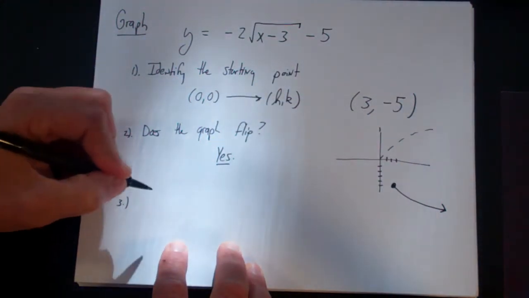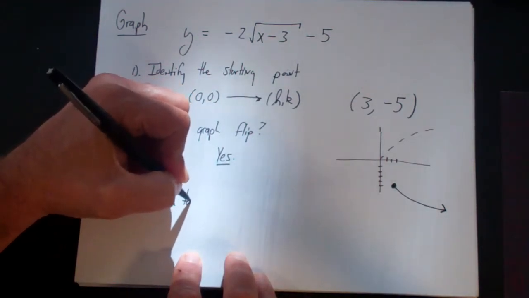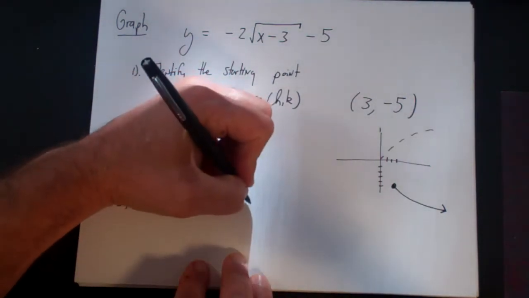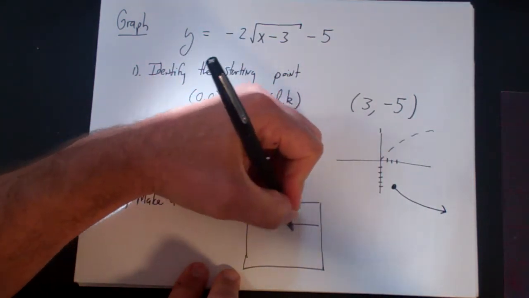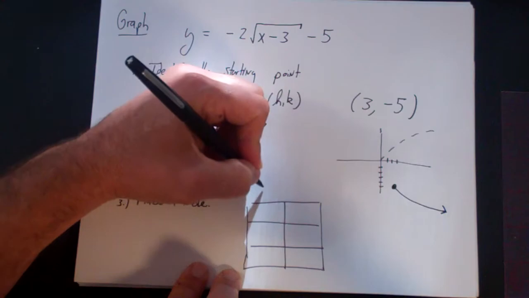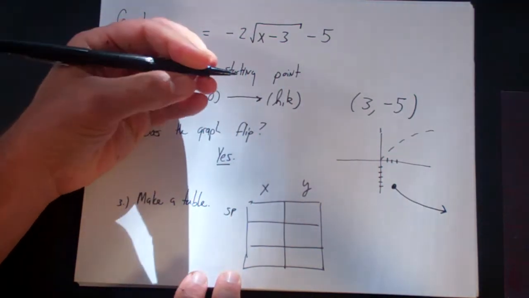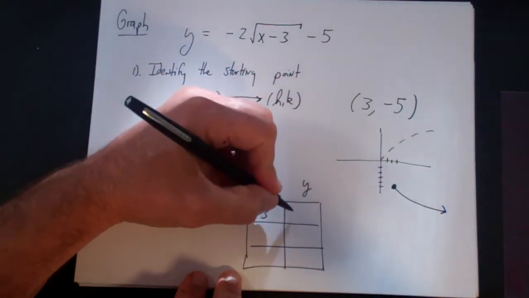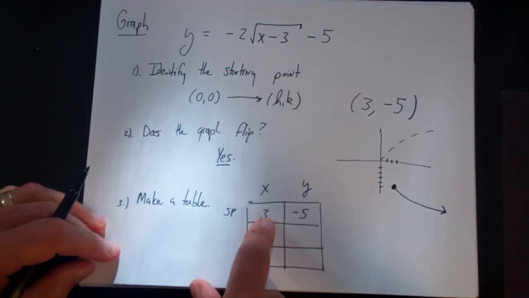The third step is you're going to make a table. And it takes a little bit of art to make the table. It's a little bit like doing a table for a parabola, but not exactly. Here you have x and y. You're going to put the starting point first, and that's going to be 3, negative 5. And then you're going to choose two x values that are larger than 3.